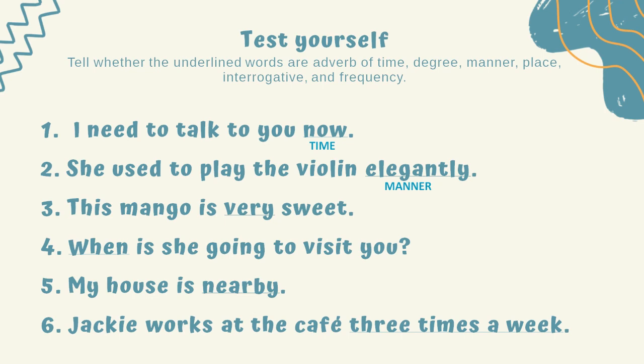Let's move on to the third sentence. This mango is very sweet. Our underlined word is very. If you answered degree, then you are correct.